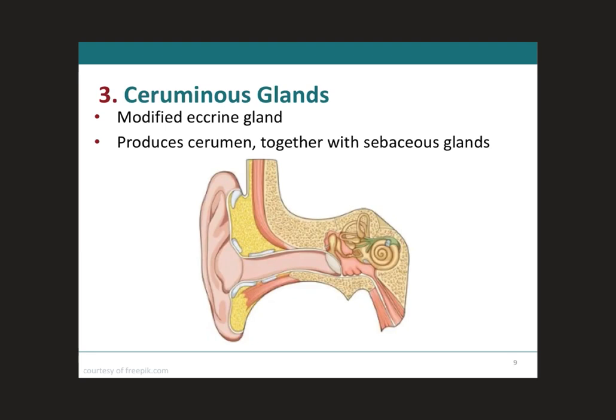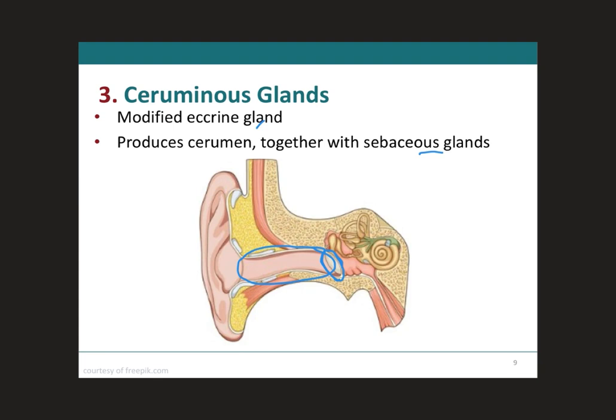The ceruminous glands are modified eccrine glands that are located in the ear canal, which is the structure right over here, and it will produce cerumen, which is earwax, together with the sebaceous glands. In other words, the ceruminous glands and the sebaceous glands present in the hairs of the ear canal will produce cerumen. This cerumen and the hair will protect the tympanic membrane, which is the structure right over here, also called the eardrum, by preventing dirt and small insects from going deep into the ear canal.